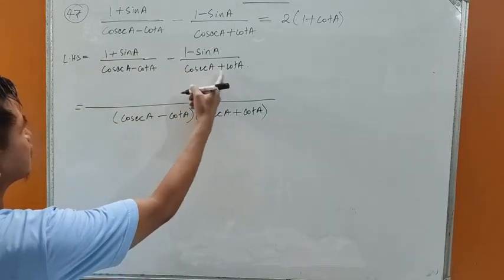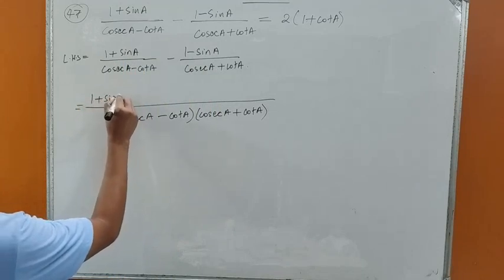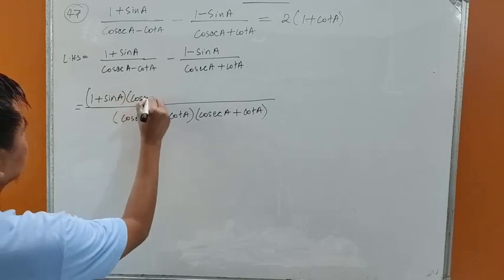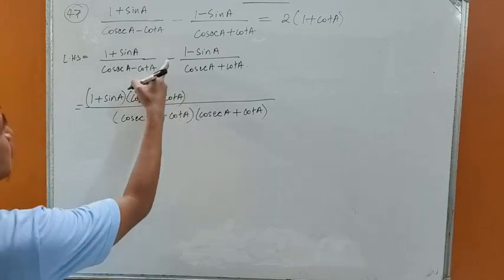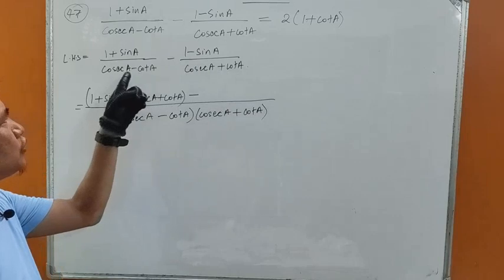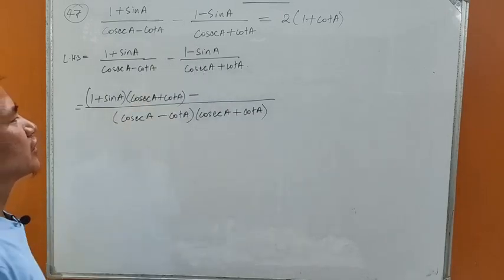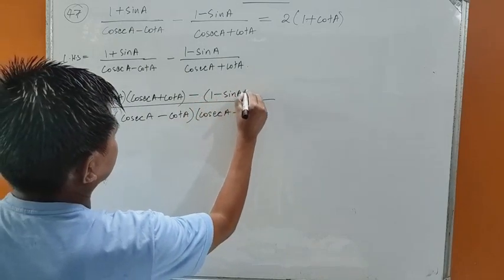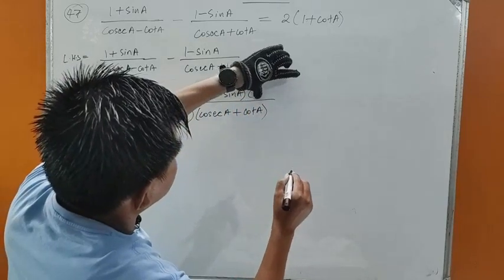So cosec A minus cot A into cosec A plus cot A gives us this whole thing. So cosec A plus cot A into (1 plus sin A), isn't it? So (1 plus sin A) into (cosec A plus cot A). Now the minus sign comes in between them. So cosec A plus cot A into cosec A minus cot A gives us this whole thing. So cosec A minus cot A into (1 minus sin A) into (cosec A minus cot A).